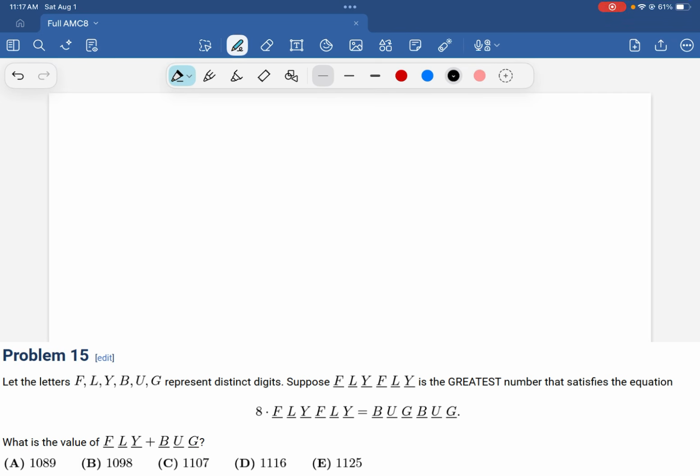Problem 15. Let the letters F, L, Y, B, U, G represent different digits. Suppose FLYFLY is the greatest number that satisfies this equation. What is the value of FLY plus BUG? So I'm just going to write the equation out here. This is a 6-digit number, and this is also a 6-digit number.